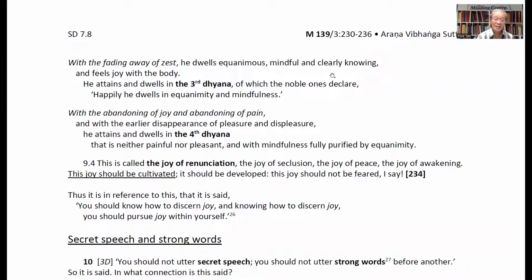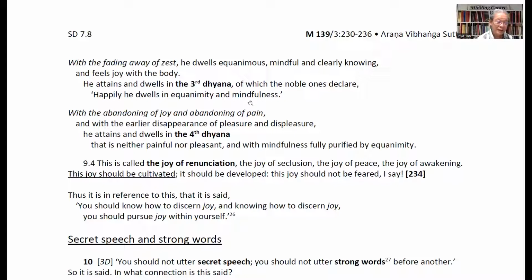Here, this clearly knowing is a different kind of knowledge from daily life. Here, the mind knows what's going on, this peace and joy. And that's all. No sound, smell, taste, touch. He feels joy with the body. In other words, he feels it personally by himself. Right? And this is he attains and dwells in the third dhyana, of which the noble ones declare, happily he dwells in equanimity and mindfulness. The mind is totally balanced and calm, and yet very clear. So it's not a hypnotic state. This person is knowing this joy and peace clearly in his mind.